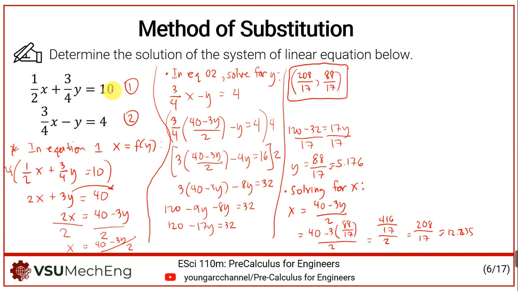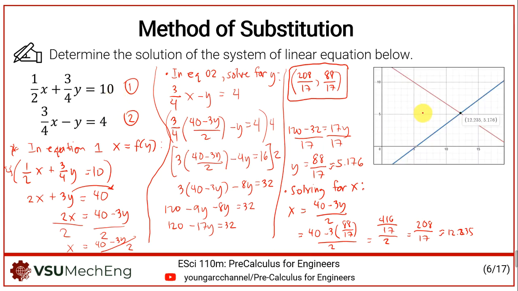The intersection of these two linear equations is the solution of the system. So this is the graph of our two linear equations. The red one shows the first equation, and the blue one shows the second equation. Now the point of intersection is right here, whose coordinates are 12.235 for x and 5.176 for y, and that corresponds to the value that we have just solved. So therefore, our answer is correct.